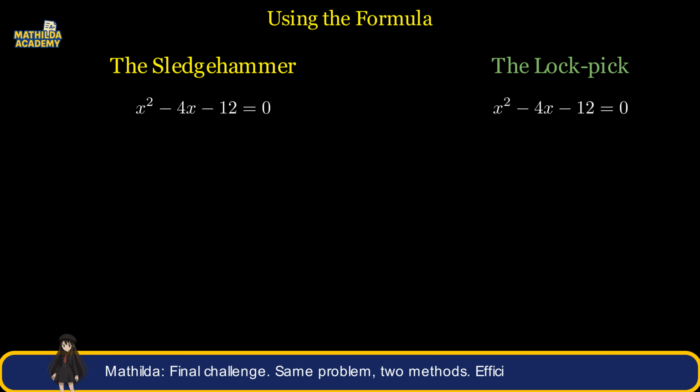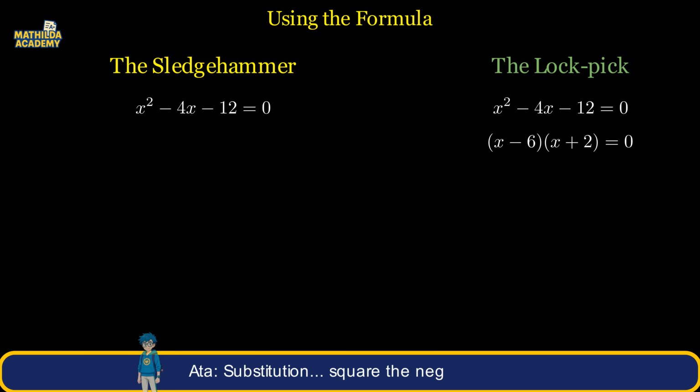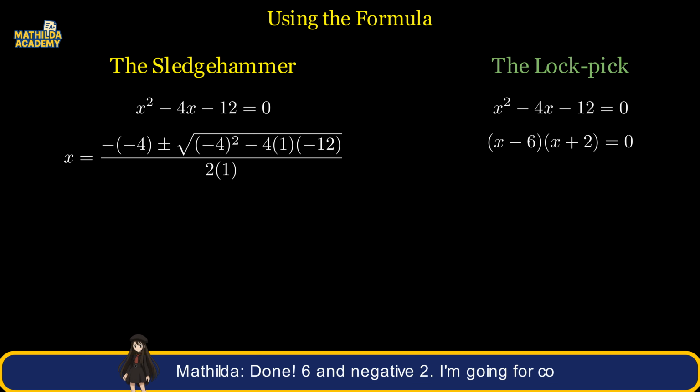Final challenge. Same problem, two methods. Efficiency is key. Ready? Go. I need factors of -12 that add to -4. Substitution. Square the -4. Careful. Done. 6 and -2. I'm going for coffee.